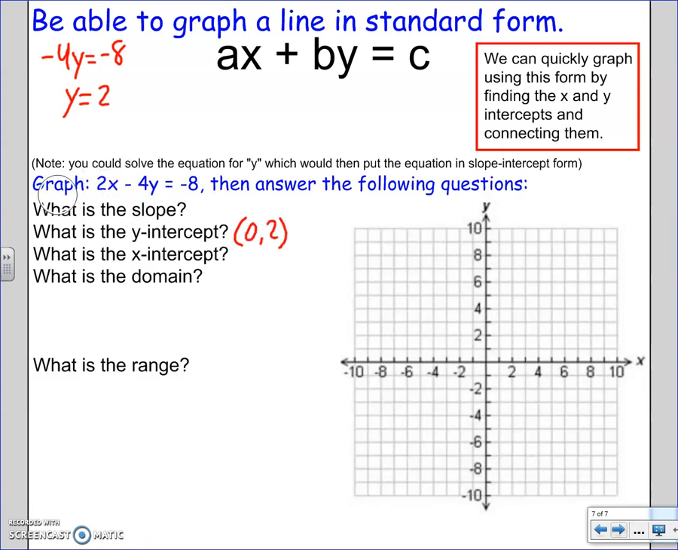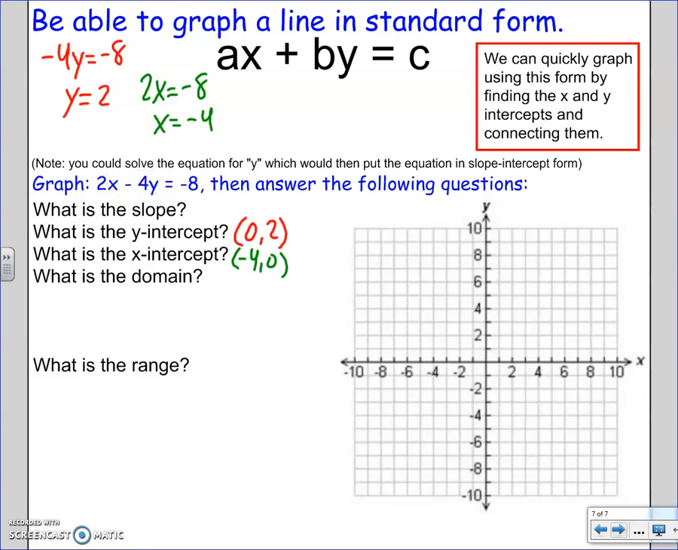I'm going to do the exact same thing for the x-intercept. So what does every x-intercept have in common? Here's an x-intercept, (2, 0). Here's another one, (7, 0). Maybe this one, (-8, 0). But y must be 0. We plug in 0 for y. So -4 times 0 is gone. This gets covered up. So what's left is our equation: 2x equals -8. I can now solve that by dividing by 2. I get x equals -4. So that's the x-intercept, (-4, 0). When y is 0, x is -4.